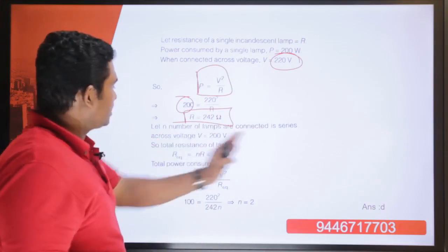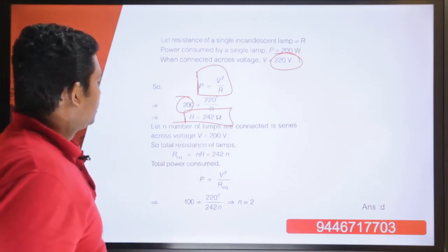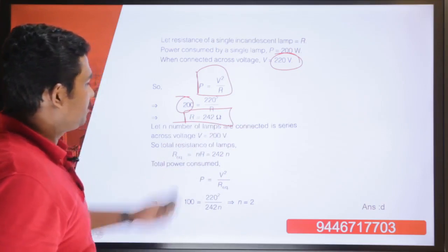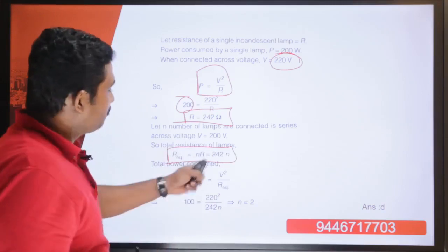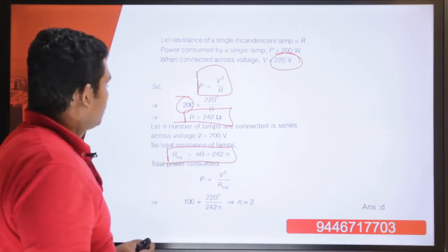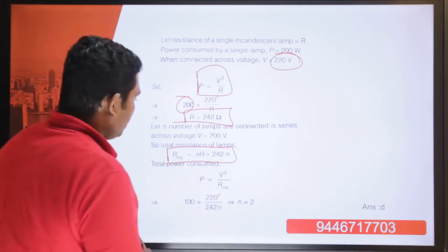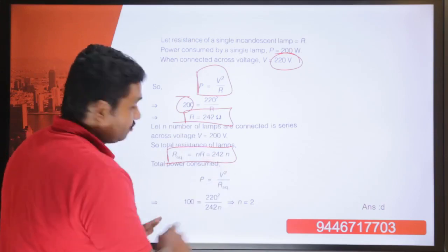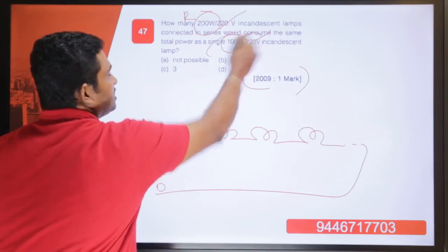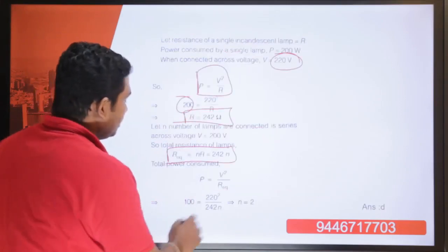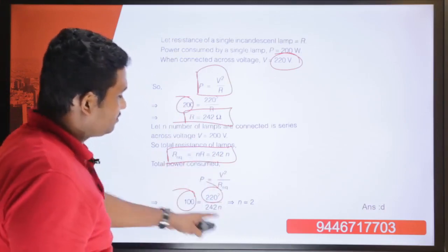So let n number of lamps be connected in series. Voltage V is equal to 220 volt. If n lamps are connected in series, the total resistance will be n times R, isn't it? So it is 242 into n. The total power consumed is now P equal to V square divided by R equivalent, which is n times 242. In the second case, P is 100, not 1000, voltage is still 220, so P is equal to 100, voltage is 220 square, and R equivalent is n times 242.